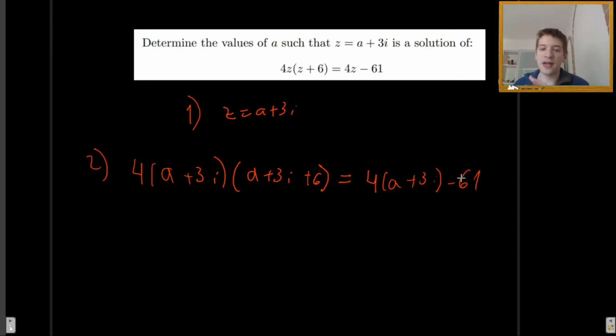Okay, so there's going to be a lot of algebra here, because now comes step 3, which is to separate real and imaginary parts. Okay, and well, we have to now just take a look at this. So what do we get? Let's multiply the parentheses out first. So let's put the 4 in front. So we get a squared plus 3ai plus 6a.